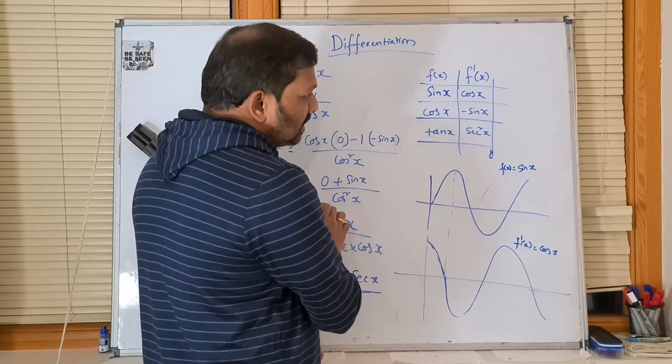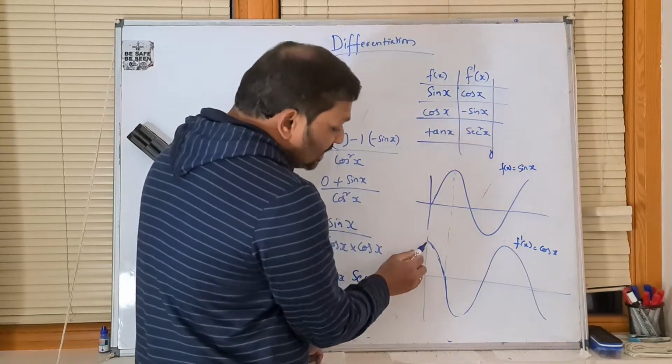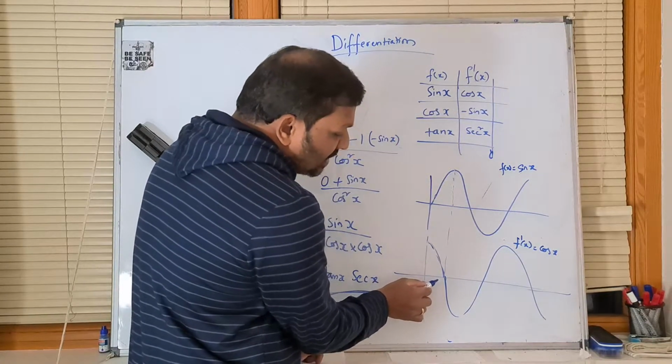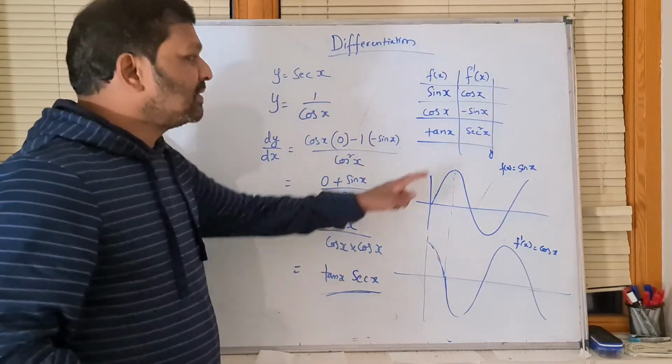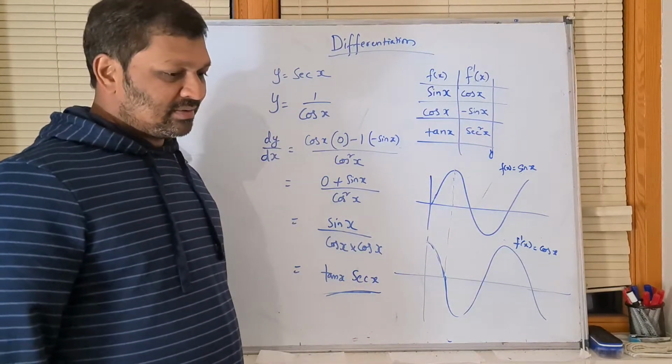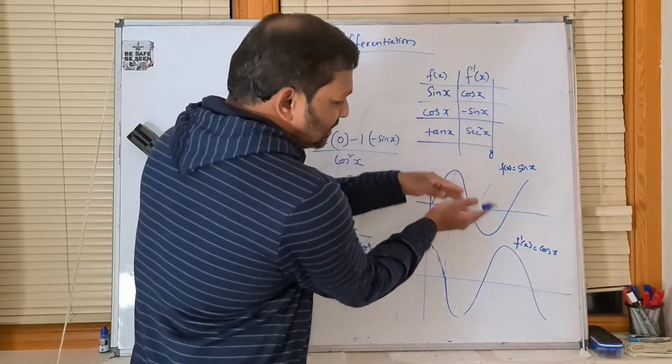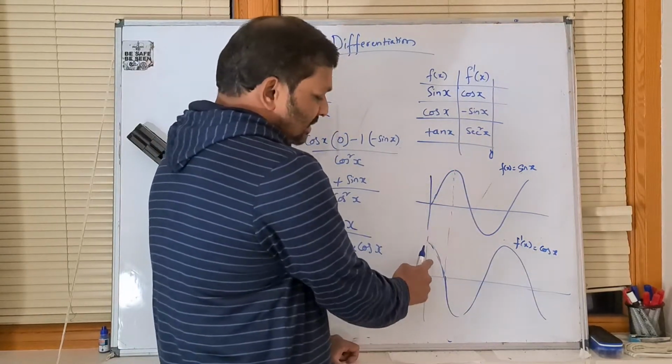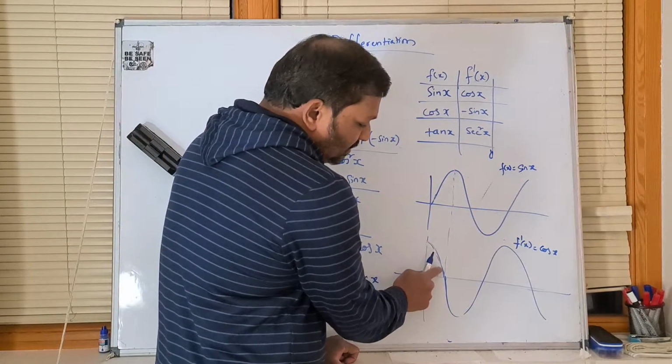Then why for cos x is the differentiation minus sin x? See here what is happening to the slope? It is falling, it is reducing. That is why you got a minus. If you put this one here and this one down here, it is a minus because the slope is falling.